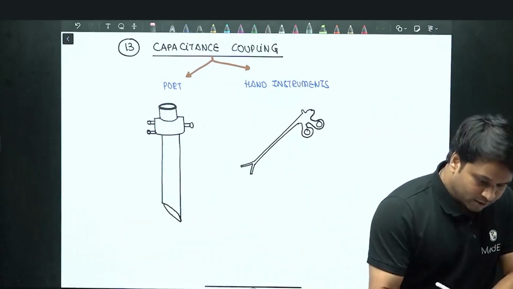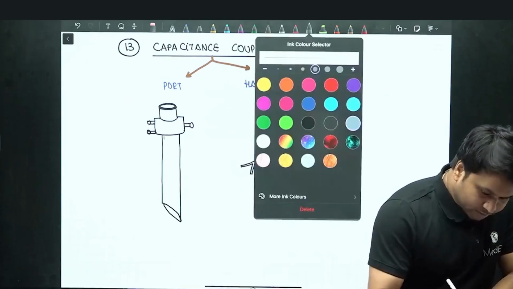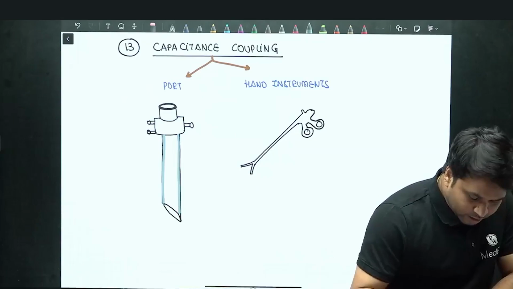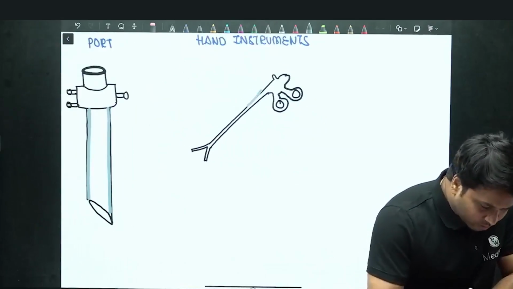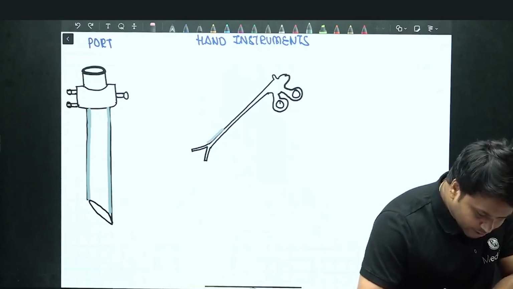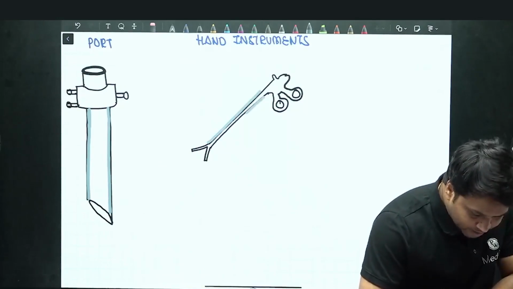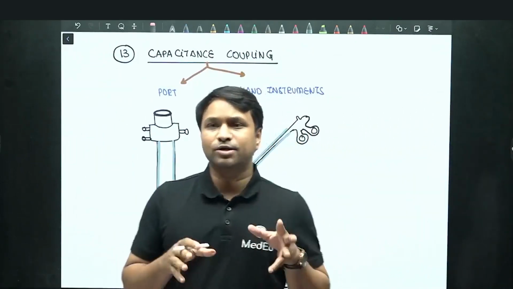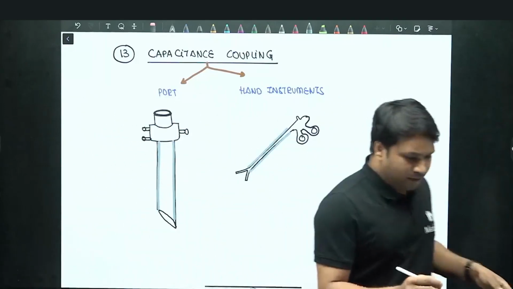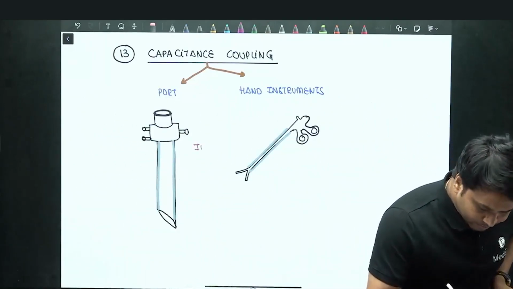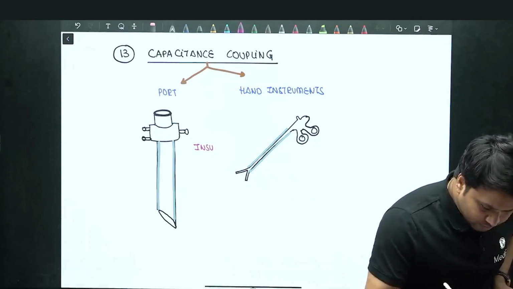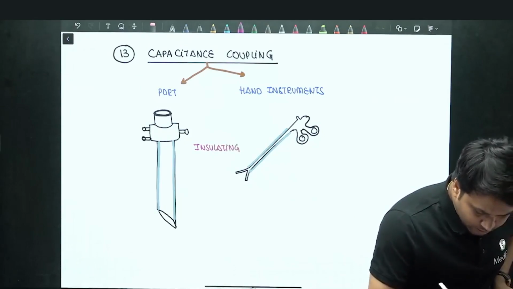You will notice that the inner part of the port will be lined by an insulating agent, and the outer part of the instrument will also be lined by an insulating agent. So the insulating agent will be present on the port as well as the handheld instruments, right? So this is your insulating agent.